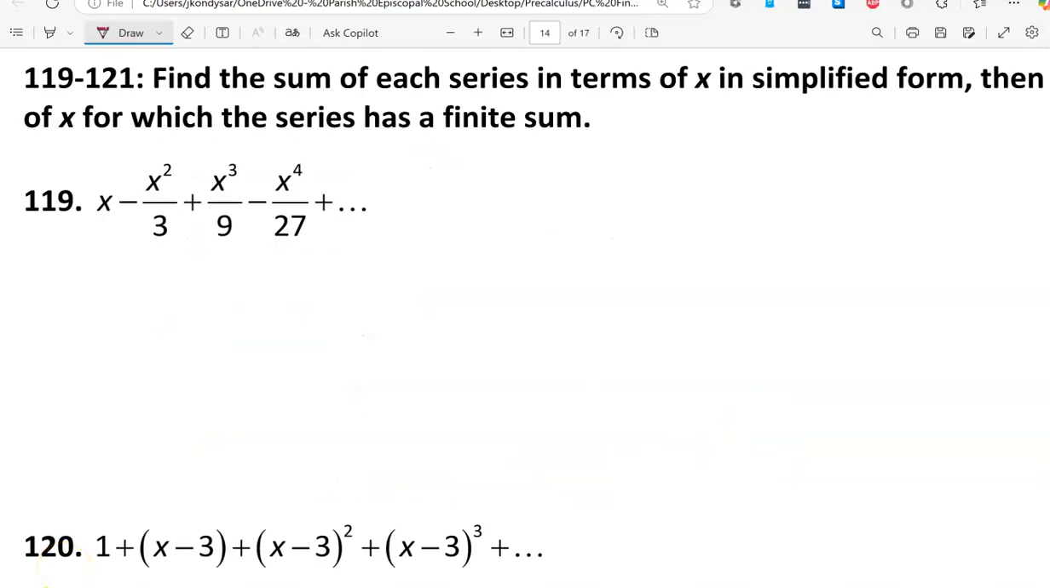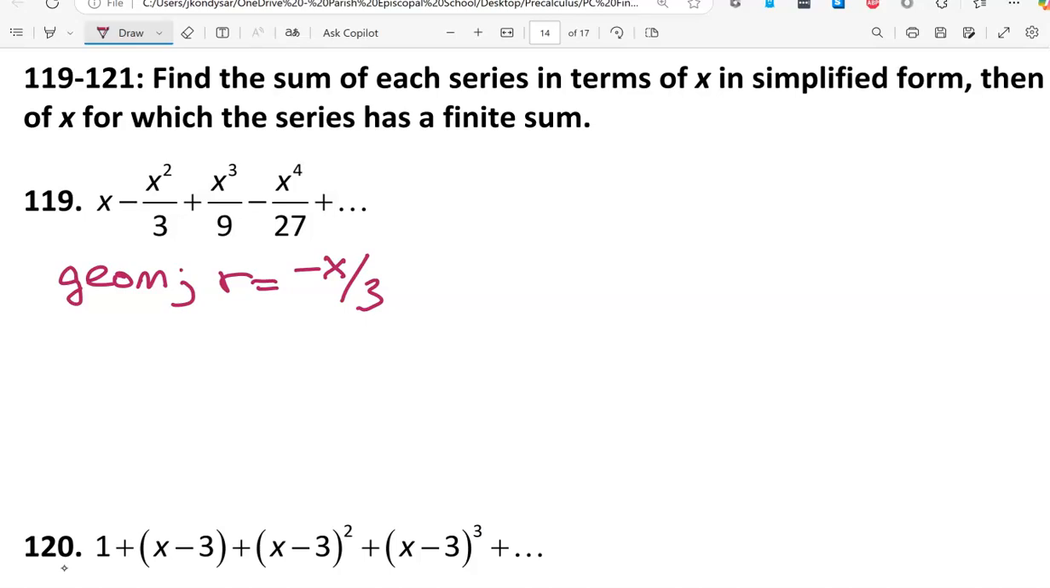In 119 through 121, we're asked to find the sum of each geometric series in terms of x in simplified form, and then find the values of x for which the series has a finite sum. So this is a geometric series in 119. And our r value is -x/3, since x times -x/3 is -x²/3, and -x²/3 times -x/3 is +x³ divided by 9, etc.